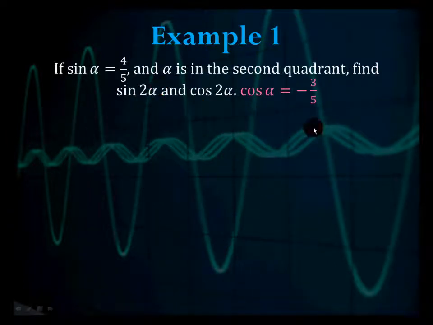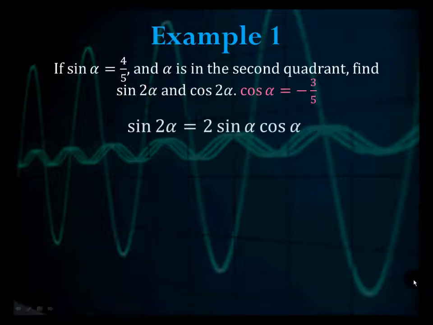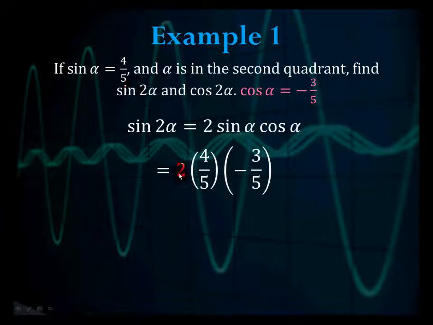Now that we know the sine is 4/5 and cosine is negative 3/5, we can use those to figure out what sine of 2 alpha and cosine of 2 alpha are. So the sine of 2 alpha is 2 sine alpha cosine alpha. So now it's just a matter of plugging things in. So plug in 2 times 4/5 for sine alpha and negative 3/5 for cosine alpha, and the sine of 2 alpha is negative 24/25.